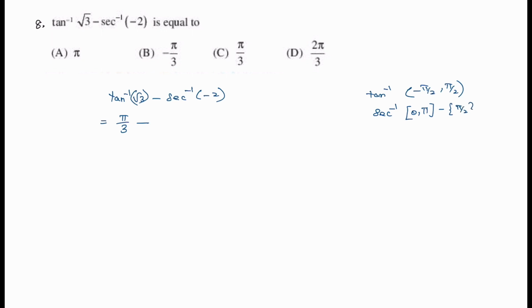But here the value is negative. Therefore, the angle will be in the second quadrant. Pi minus secant inverse of 2. Secant inverse of 2 is 60 degrees, that is pi by 3 radians. Pi by 3 minus, this is 2 pi by 3. Taking LCM 3, we get pi minus 2 pi, which is minus pi. Minus pi by 3. B option is correct.